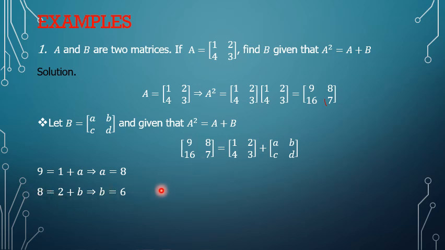Now let's find c. 4 plus c is 16, so c will be 12. When you subtract 4 from both sides, it will be 16 minus 4, you get 12. Also for d, 3 plus d equals 17. Sorry, a bit of correction there. If 17 equals 3 plus d, then d will be equal to 17 minus 3, which is 14.